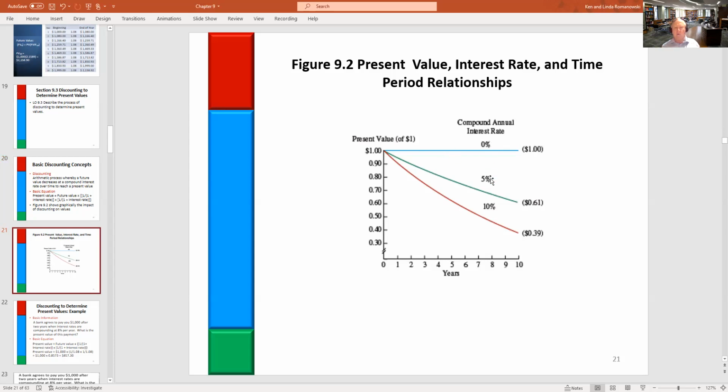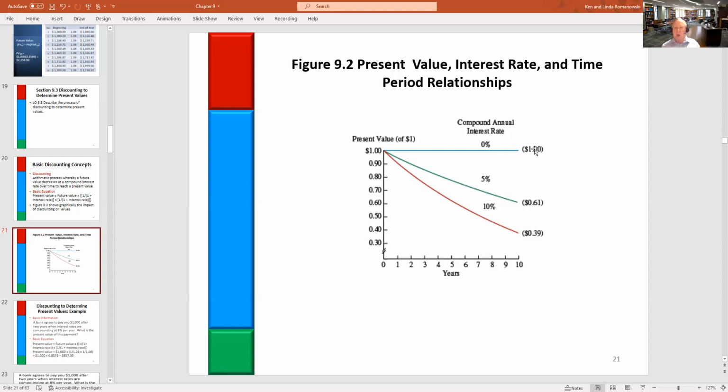You see 0, 5%, and 10%. You'll notice that in this particular chart, we go out to 10 years. At a 0 interest rate, the present value after 10 years is still $1. By the way, you multiply that $1 by whatever the amount is that you're working with.